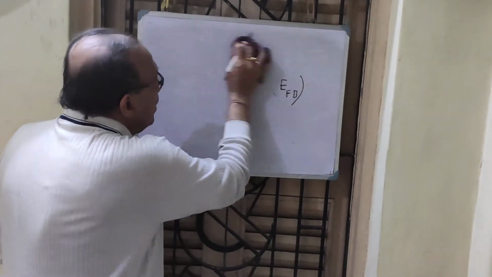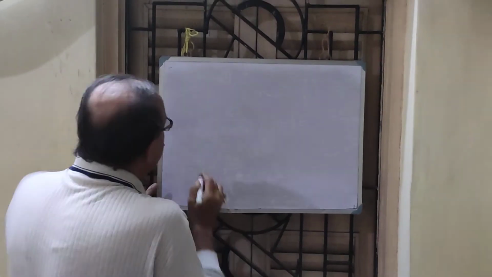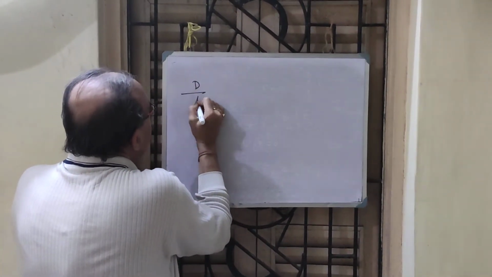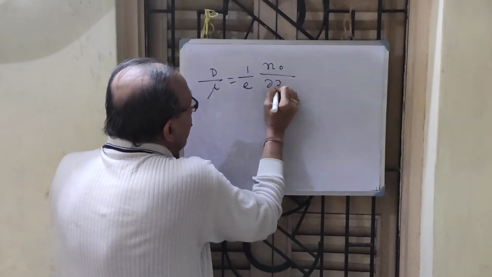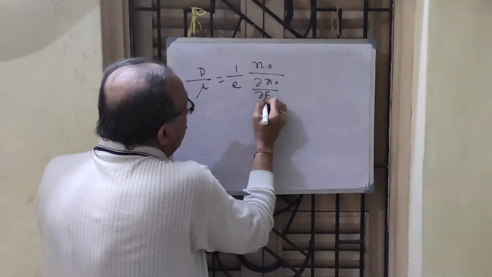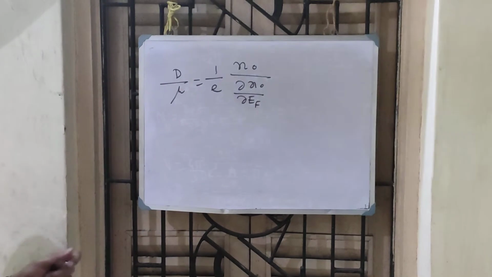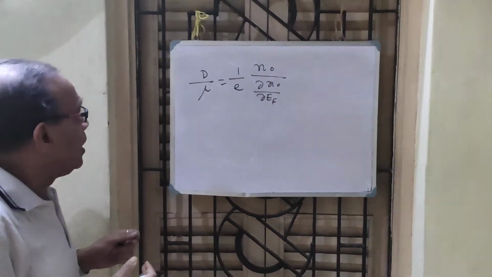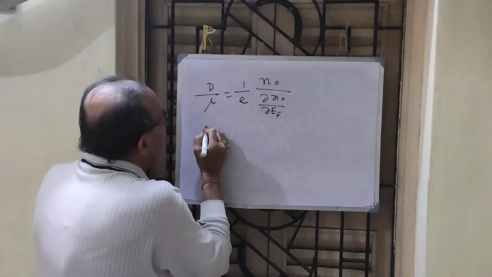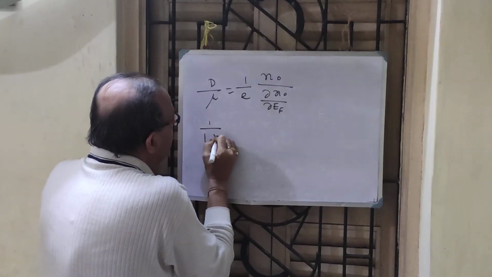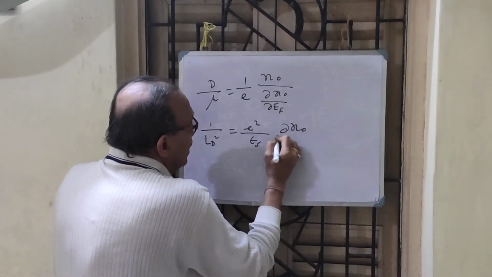That's all. Now I go to the second important thing, the Einstein relation or diffusivity mobility ratio. It can be derived as 1 by e, n naught divided by dn naught df. One very important electronic property in all devices, the diffusivity to mobility ratio, is being used. Diffusivity is disorder, mobility is order. It is called the order disorder ratio. Another is 1 by L square, spin length, e square by epsilon, dn naught df.